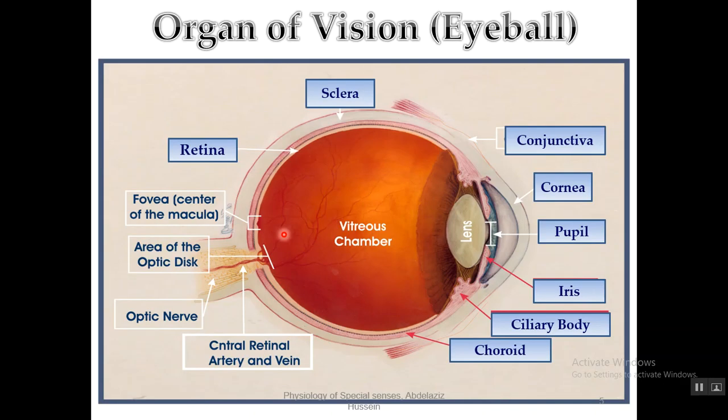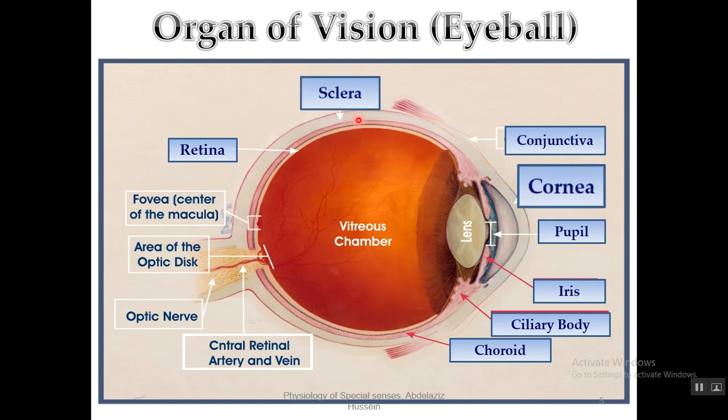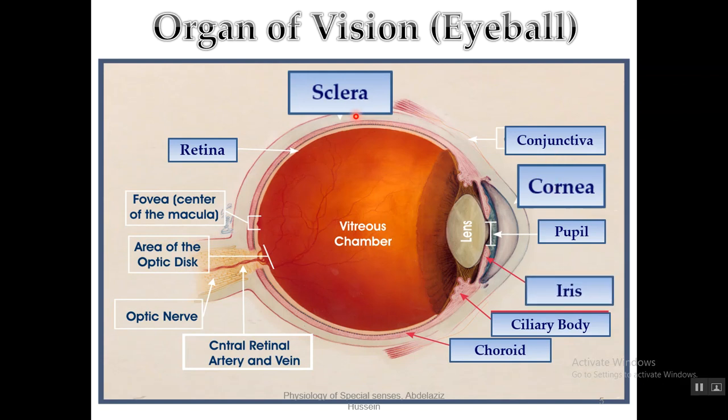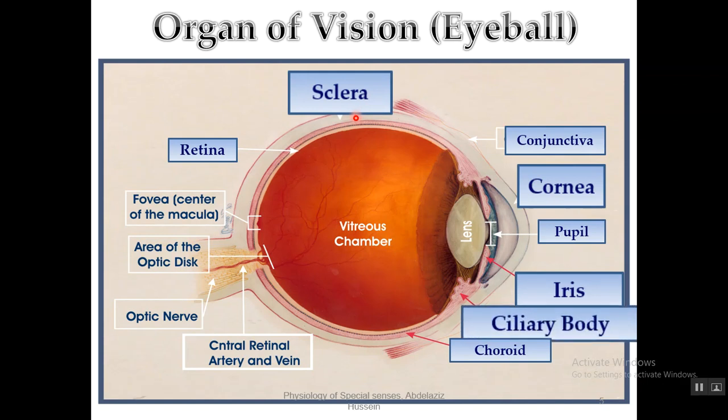Called what? Refractive media. First I will revise with you the organ of vision, which is the eyeball. The eyeball, as we know, is a nearly spherical structure, consisting of a wall and a cavity. The wall consists of 3 layers. The outer layer consists of an anterior transparent part called the cornea and a posterior opaque part called the sclera. Then the middle layer consists of the iris, anterior part, the ciliary body, middle part, and finally the choroid.